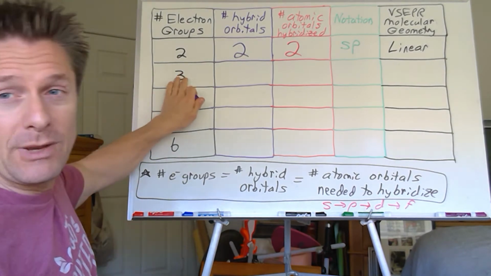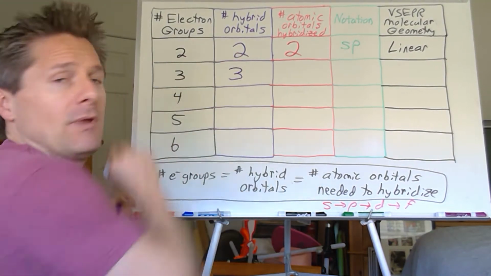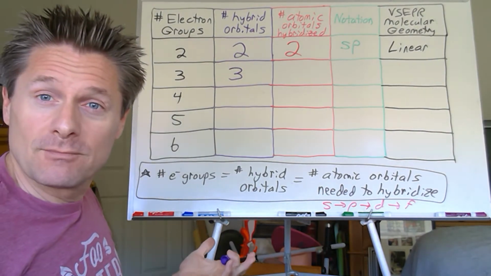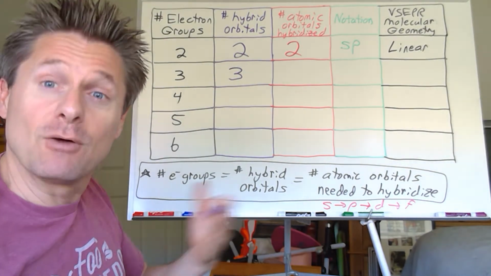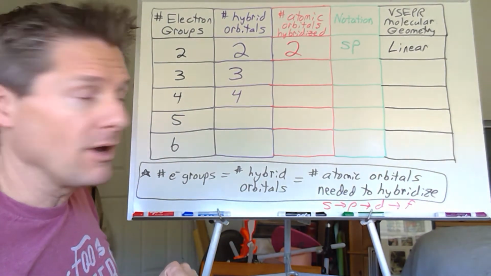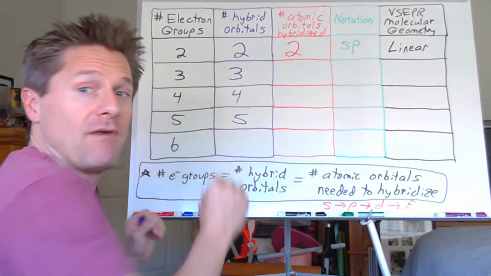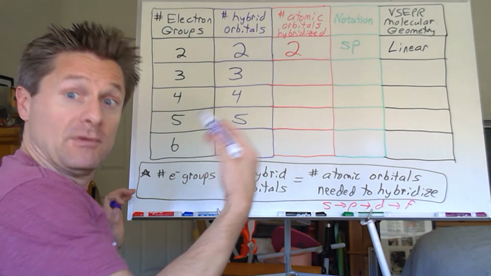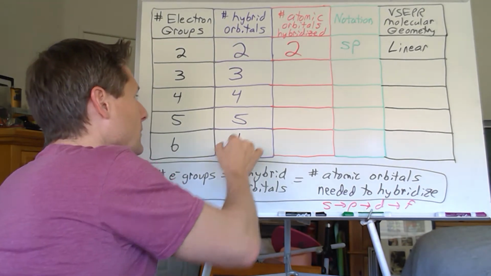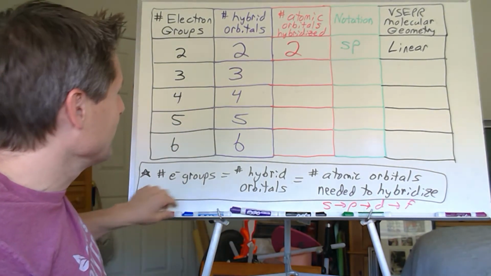If we have 3 electron groups on the Lewis structure, we would need 3 hybrid orbitals. If we have 4 electron groups, say for ammonia, 3 single bonds and a lone pair, we would need 4 hybrid orbitals for 4 electron groups. If we have 5 electron groups for an expanded octet, we would need 5 hybrid orbitals. And if we have 6 electron groups, a major expanded octet, we would need 6. Oh, yes, the numbers are the same. So let's take a look.